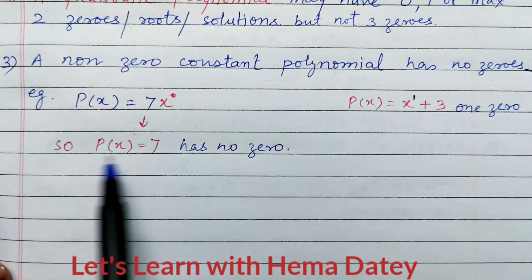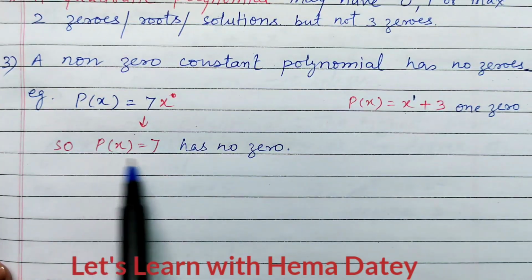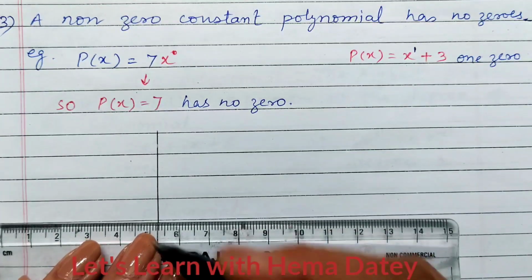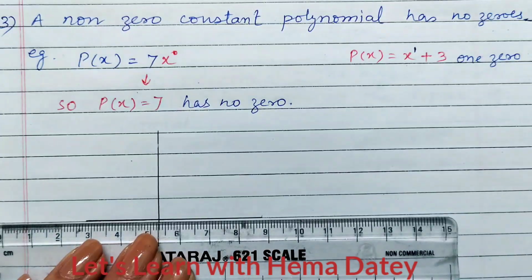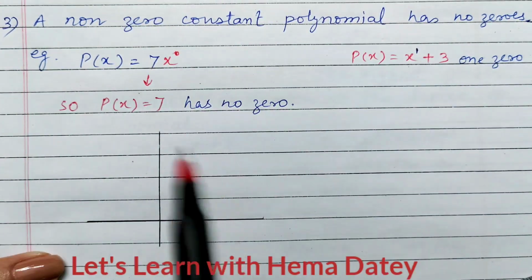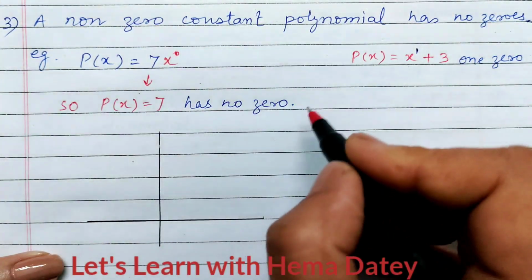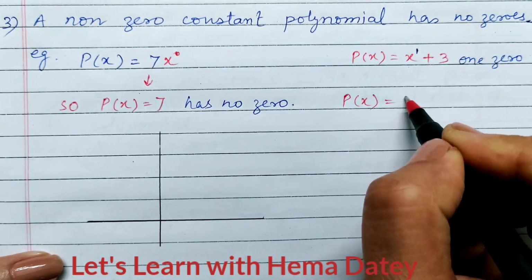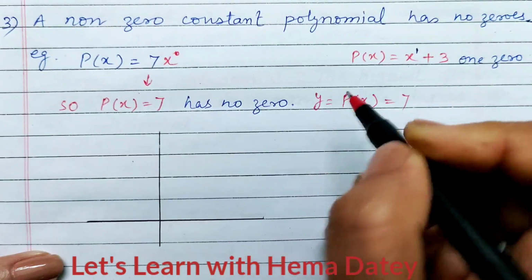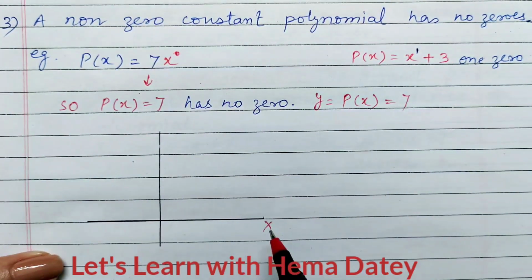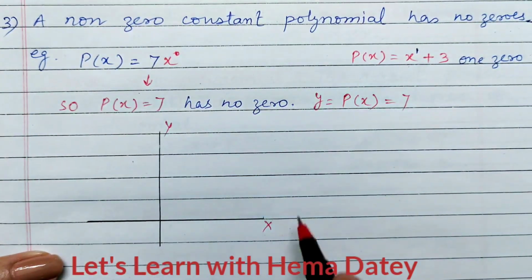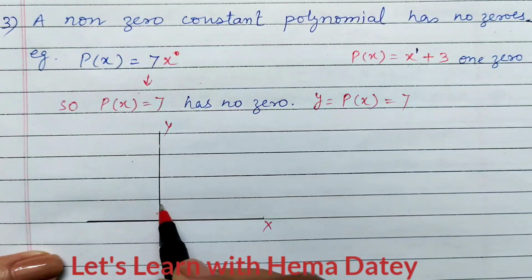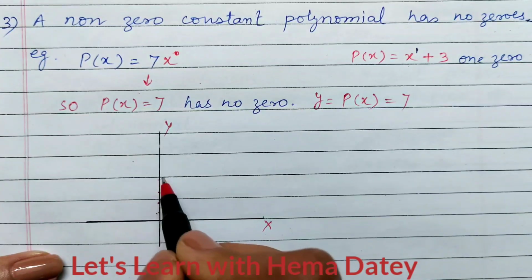Let's understand this graphically, that p(x) equals 7 has no intersection point on the x-axis. I am drawing a horizontal line, the x-axis, and a vertical line, the y-axis. We are given the polynomial p(x) equals 7. We can take p(x) equals y. This is the x-axis. This is the y-axis. Let's mark y equals 7 on the y-axis.